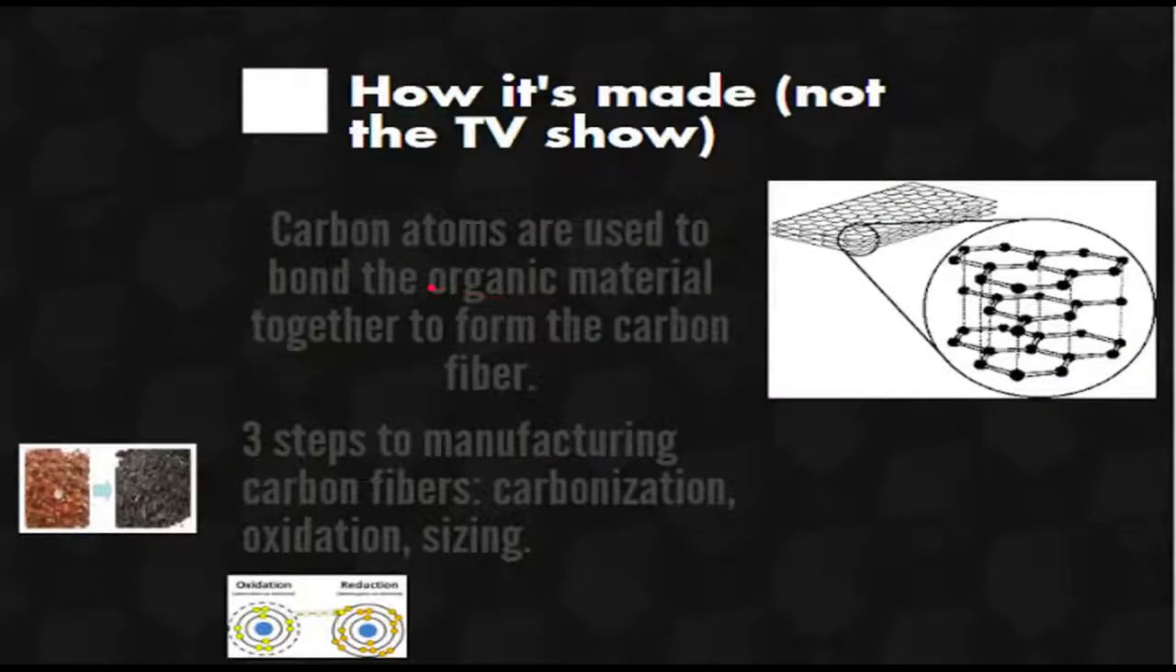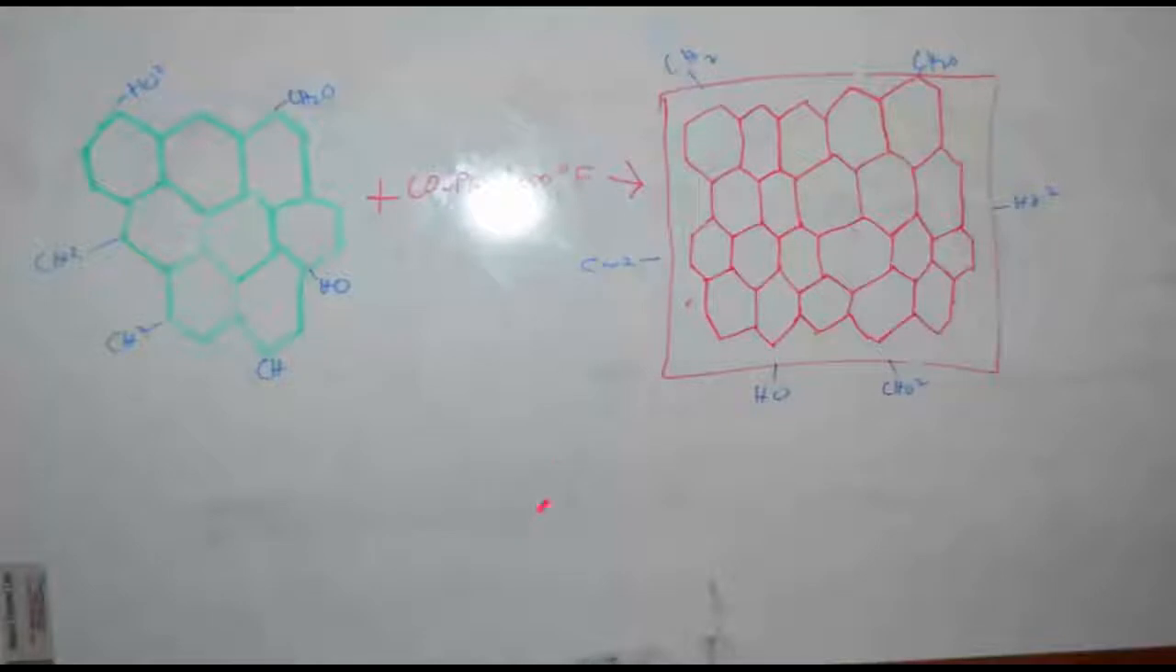Now, how to make this stuff? It's really complex. Carbon atoms are used to bond the organic material together to form the carbon fiber. Now, there's 3 steps to this process. There's carbonization, oxidation, and sizing. The more important one is carbonization. This is where you're going to get your carbon-based material. As you can see, this is the uncarbonized carbon material, and the other atoms, you can say, or elements that are attached to it, it's going to go through the furnace and then pops out this extremely carbon-based material.